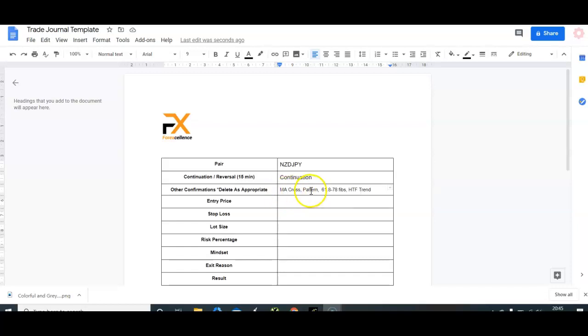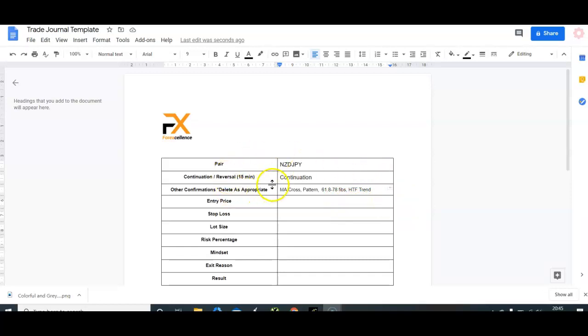So for example, I have the MA cross pattern. I'm talking about a harmonic pattern, or perhaps a candle pattern or something along those lines, perhaps even a head and shoulders pattern. The Fibonacci tool, I did a video on fibs recently, and I looked for the reversal in the 61.8 to the 78, and then whether it is with the higher time frame trend.